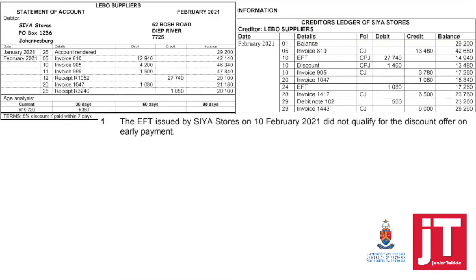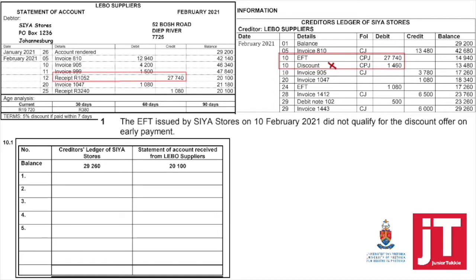So transaction number 1. The FD issued by CR Stores on 10 February 2021 did not qualify for the discount offer on early payment. So if I compare the creditor's ledger with the statement received, on the statement, there's no discount. In the creditor's ledger, we've indicated that we received a discount of 1,460. Label Suppliers are saying, you did not qualify for this discount. This means we will need to cancel it in our creditor's ledger.